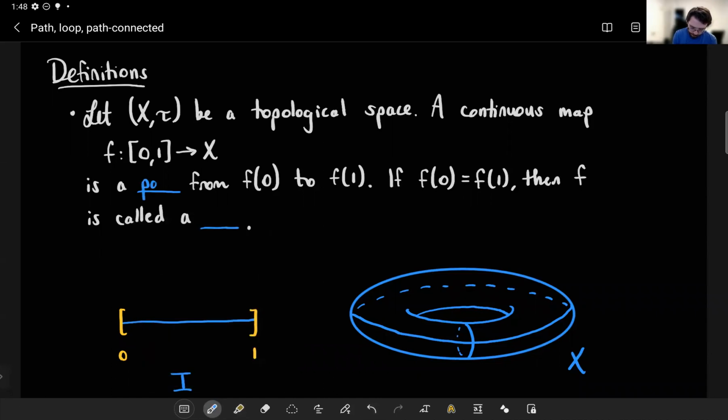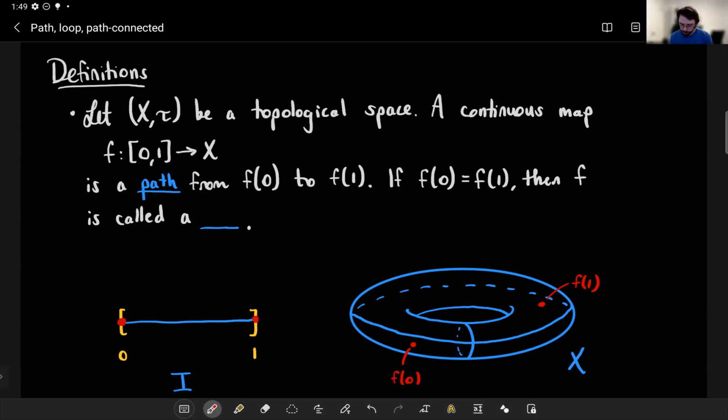So a path is sort of some parametrized function, right? Starts at t equals 0, ends at t equals 1, and the function values take points in the space that you're concerned with. For example, I could take this point to be my initial point, f0. So at time 0, I'm at that point on the torus. And at time 1, maybe I'm at this point on the torus. So these will form the endpoints of my path.